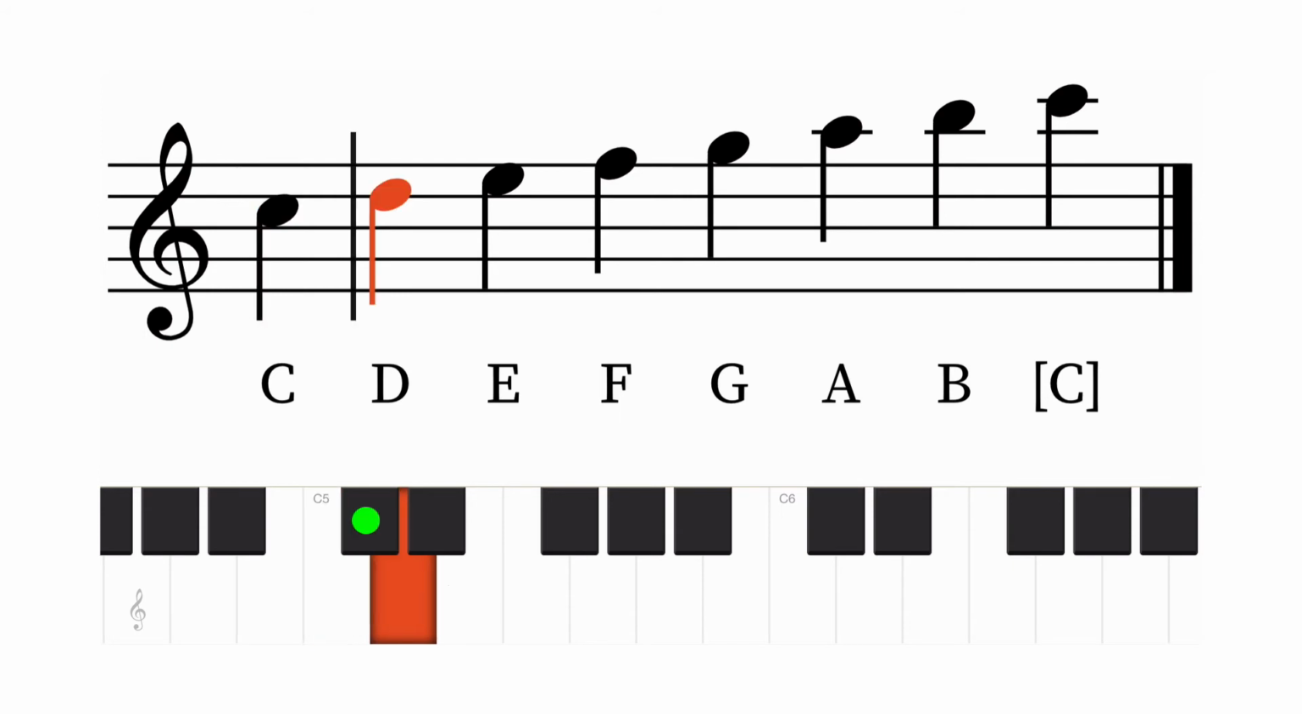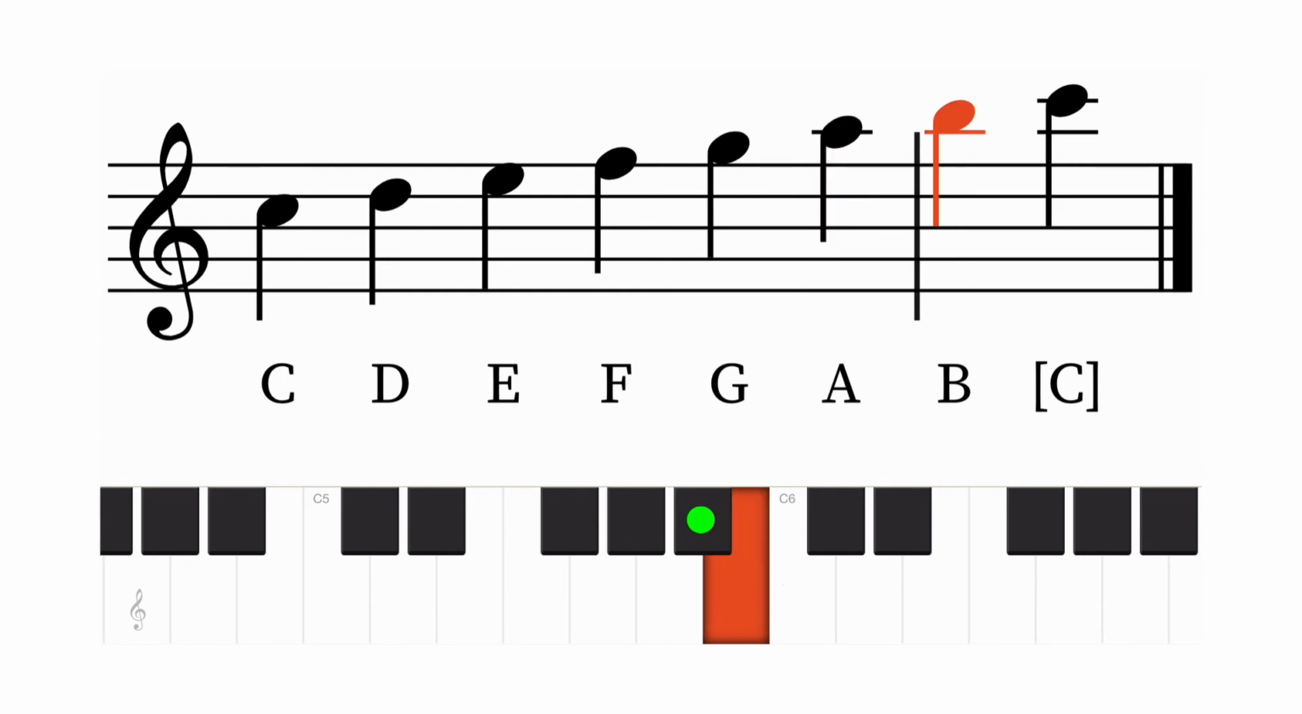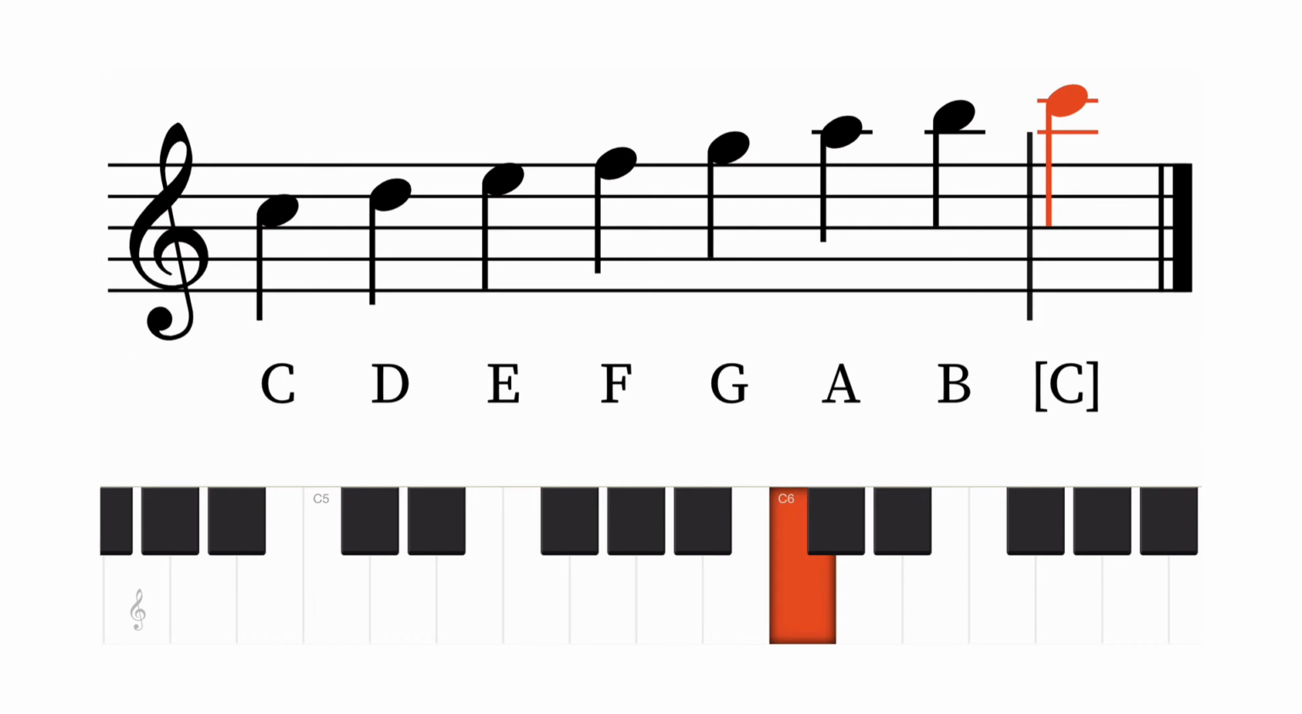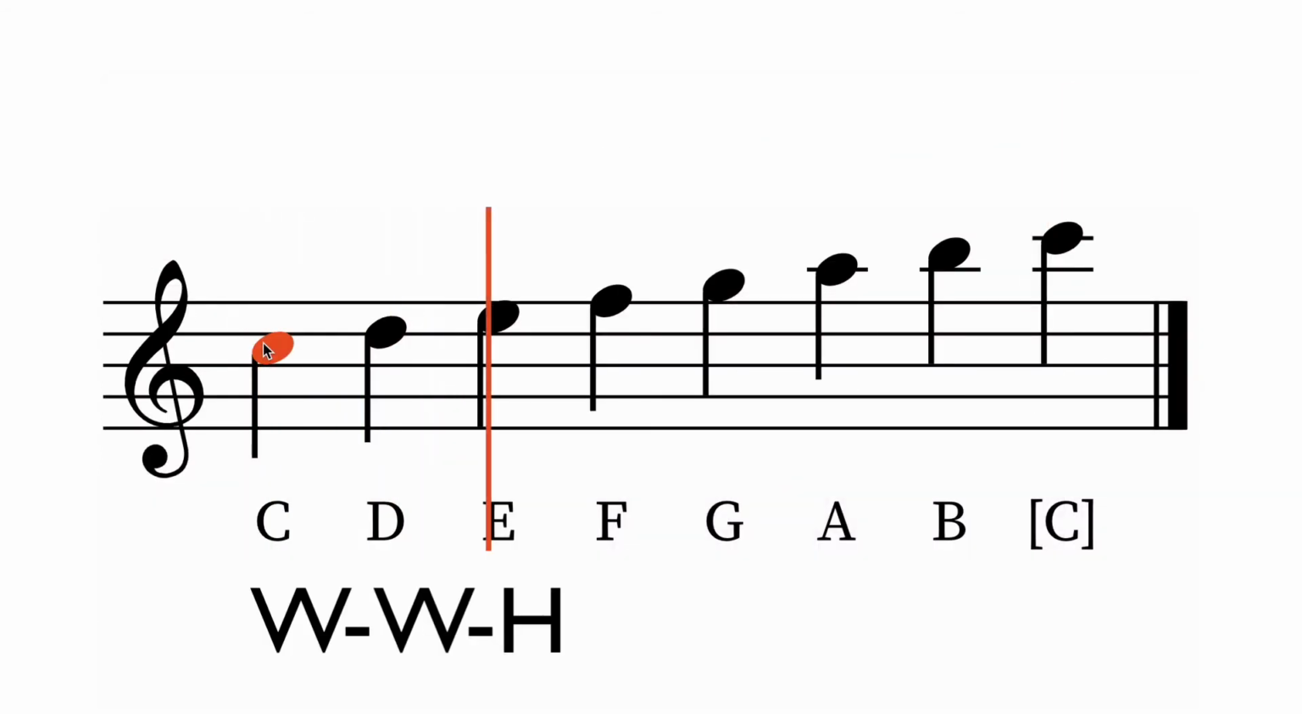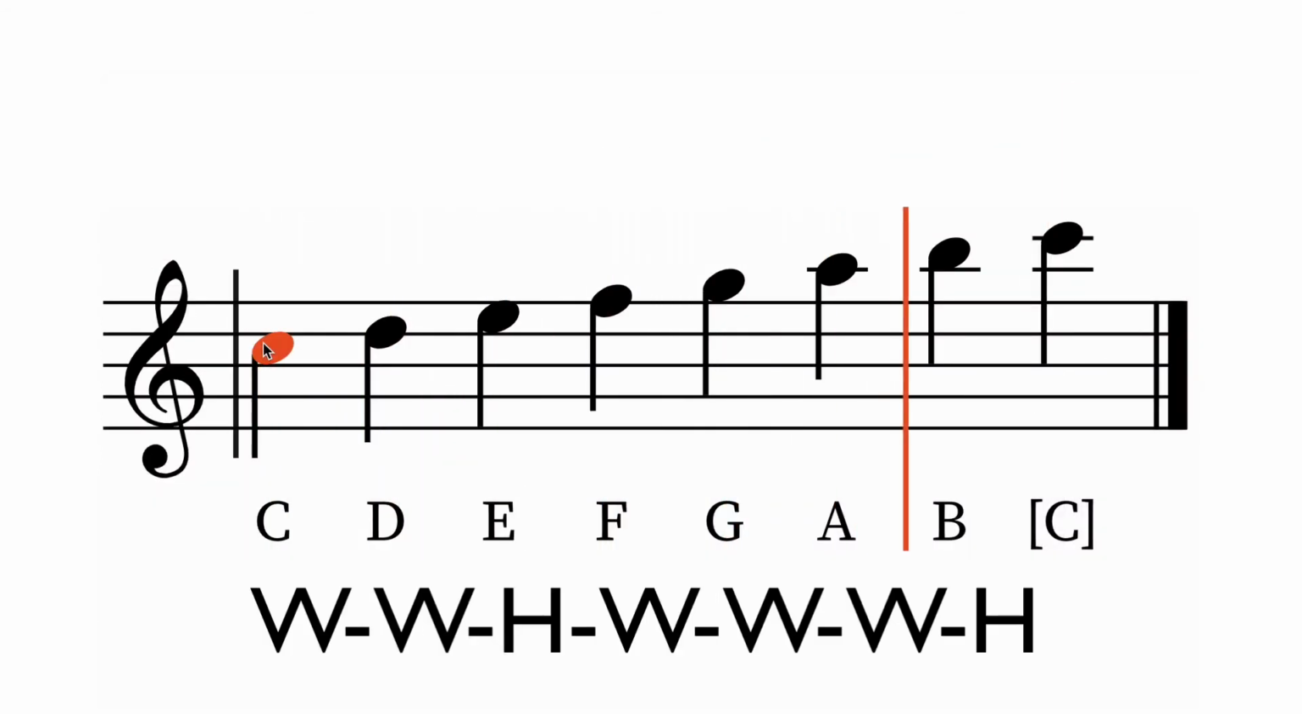C, black note to D is a whole step. D, black note E, whole step. E, no black note F, half step. F, black note G, whole step. G, black note A, whole step. A, black note B, whole step. B, no black note C, half step. Or W, W, H, W, W, W, H.